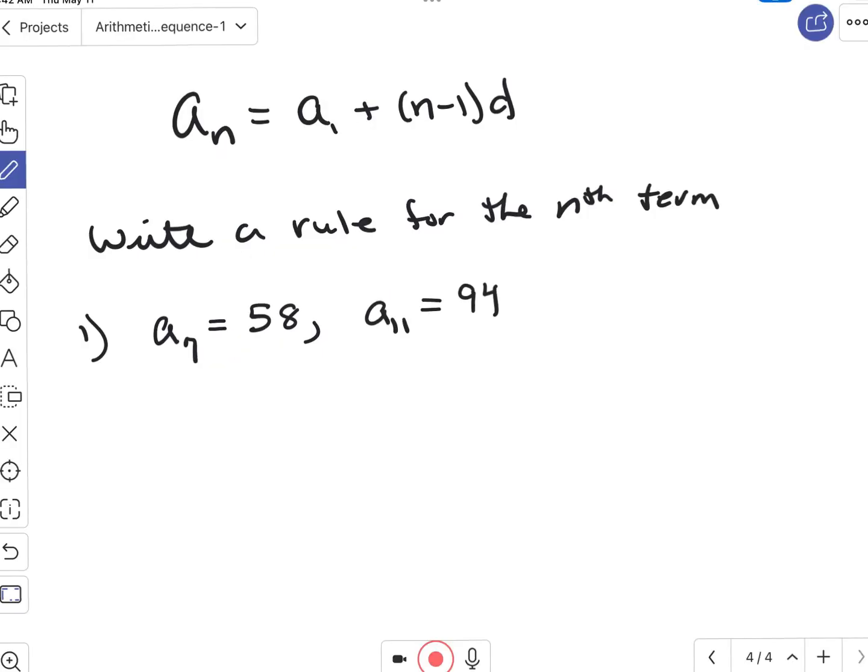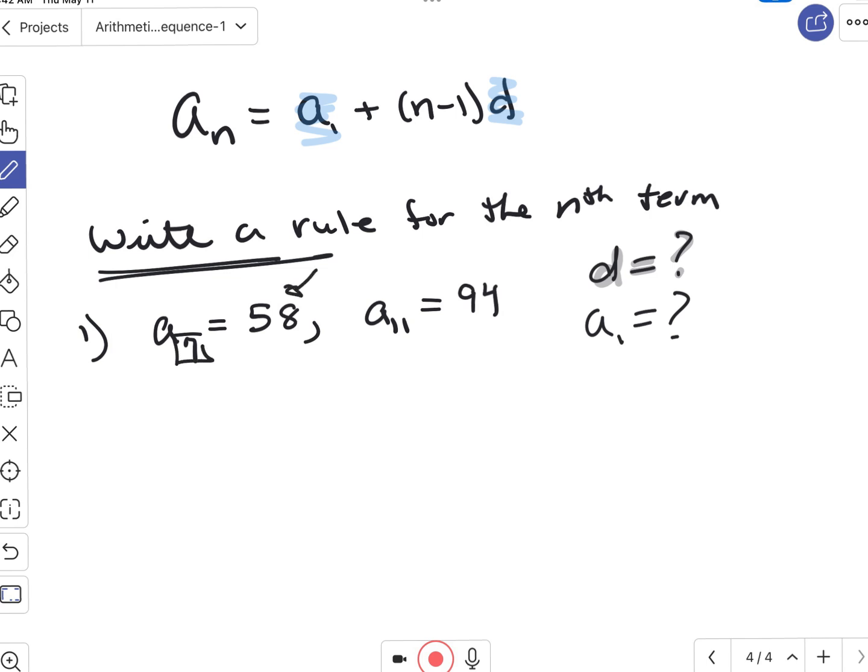Here we have, again, they want us to write the rule. In order to write the rule, we need to have just the a sub 1 and the d. Right now, they didn't give us anything. We do not know the d, and we do not know the a sub 1. We do know that the 7th term has a value of 58. So again, a sub n equals a sub 1 plus n minus 1 times d. We know the 7th term is n. So that means the 7th term has a value of 58.